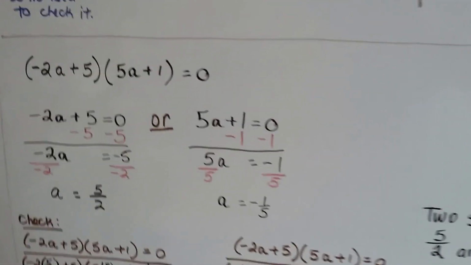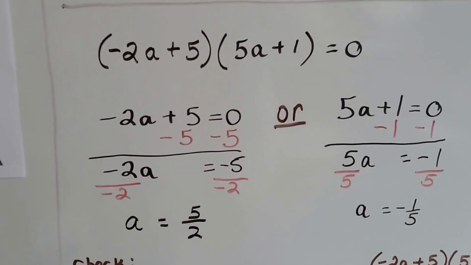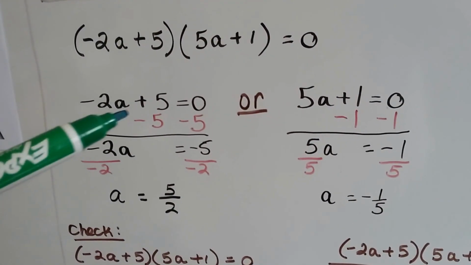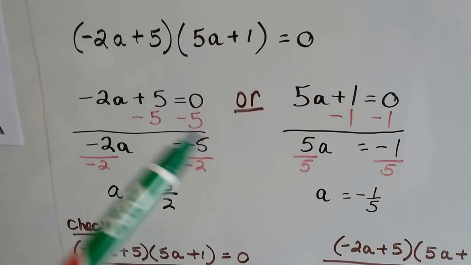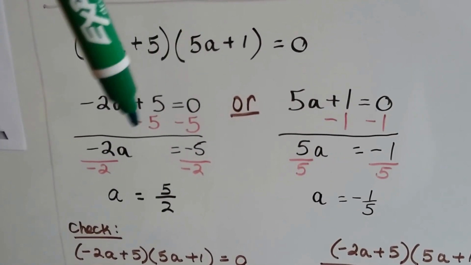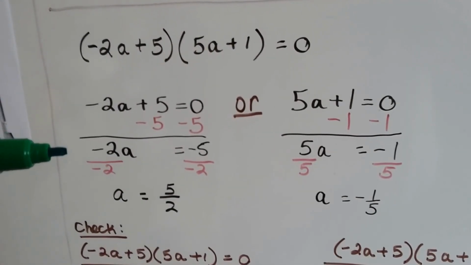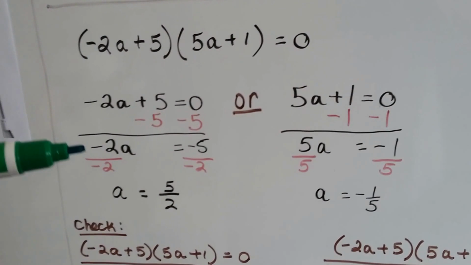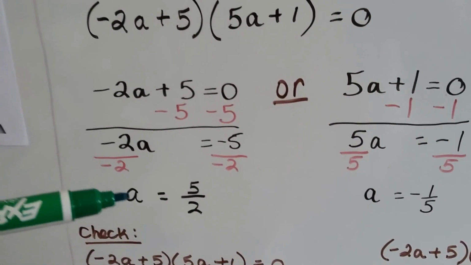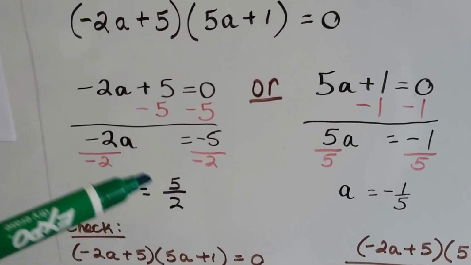Let's try it again. Now we've got negative 2a plus 5 times 5a plus 1. And we're going to set this to equal 0 and that to equal 0. And then we're going to start doing additive inverses to isolate the variable a. So this has got a plus 5. We're going to take away 5 from each side. That gives us a negative 2a equals negative 5. We're going to divide each side by this negative 2 coefficient. And that's going to give us a 1a equals 5 halves. This negative and negative makes a positive 5 halves.